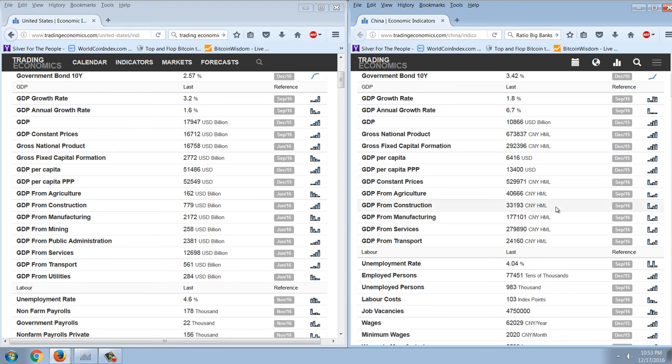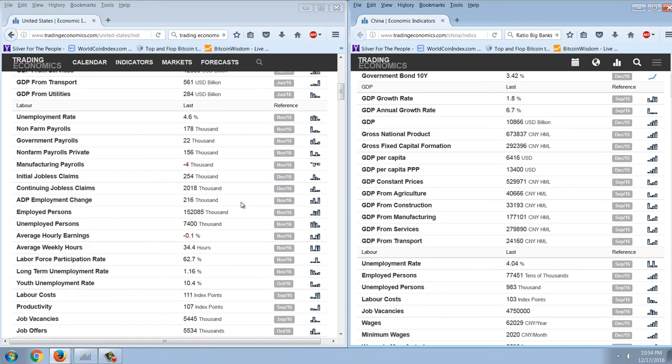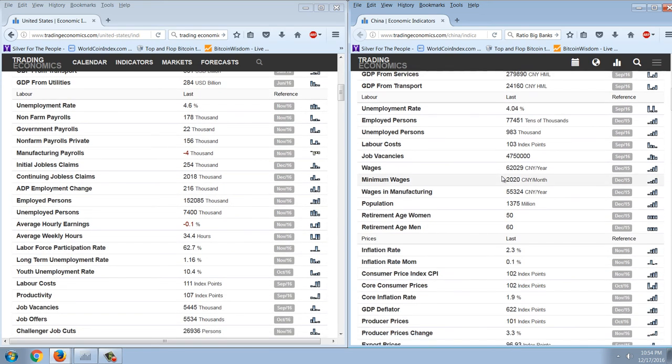But also, services is their largest category, but you can see that GDP from manufacturing is right behind it at 177, whereas in the U.S., it's just tiny. GDP from construction and agriculture, we don't have mining. But you add those together, and it looks much more like a fairly balanced economy in China as opposed to the United States. So let's keep going down and comparing these.